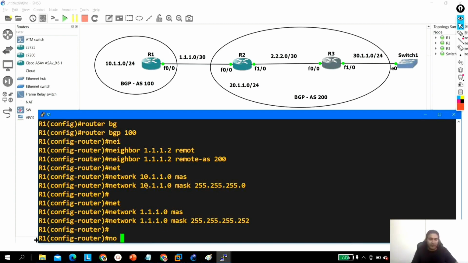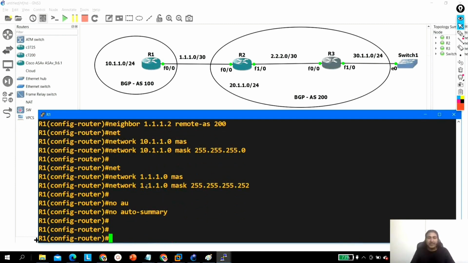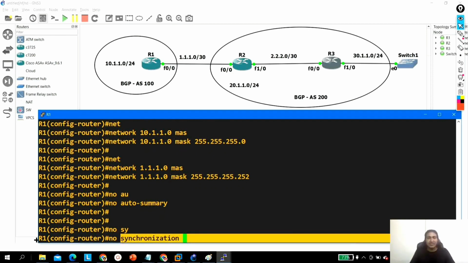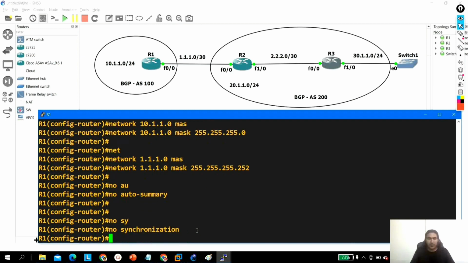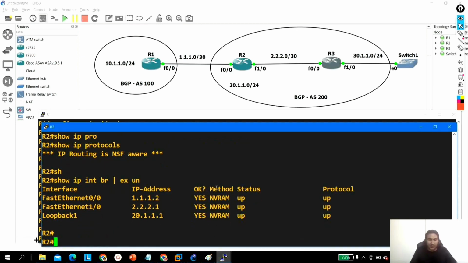Let me run no auto-summary here, and I am going to disable BGP synchronization. Guys, by default on Cisco IOS, the BGP synchronization feature is enabled. So here I am going to disable it with no synchronization. This is the command to disable BGP synchronization on a router. Okay, after that let me configure BGP on router 2 very quickly.